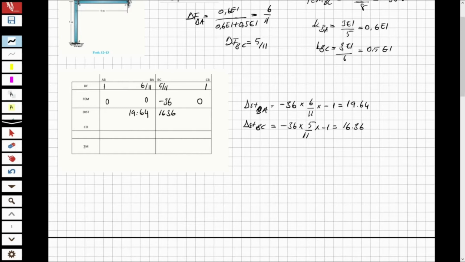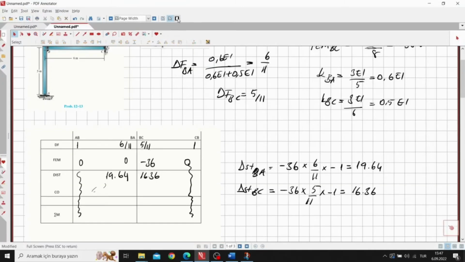Now I cannot make the carryover to the left and right side, because it's closed. I use the modified formula and it's closed. For this one it's also closed. I cannot make any carryover here. There is no carryover to here. So actually the question is solved.